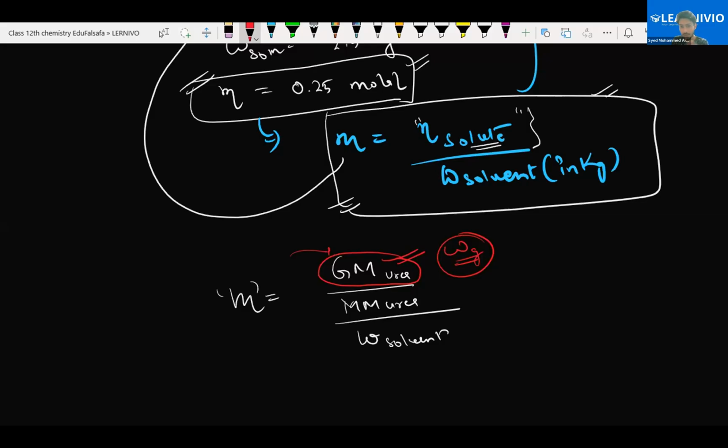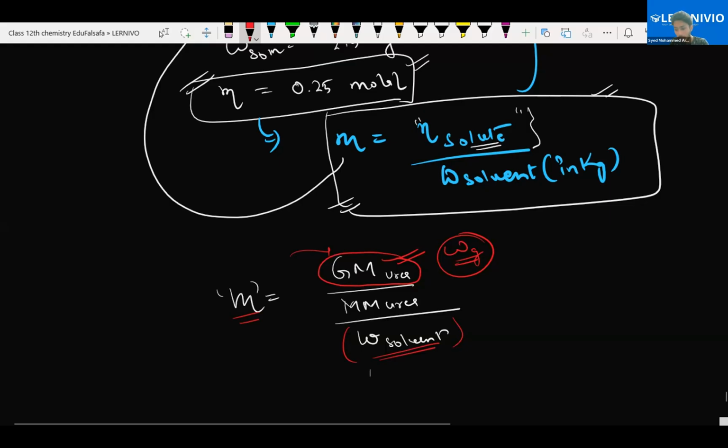You need to find the given weight, and the given weight is not given to you. The weight of the urea you need to find now. So for that you need to use the molality, because the molality is given to you. The next problem is that I need the weight of the solvent, but in the question I am given the weight of the solution.